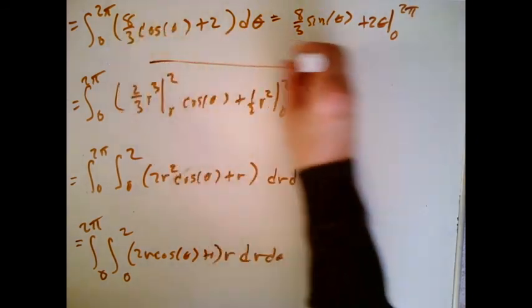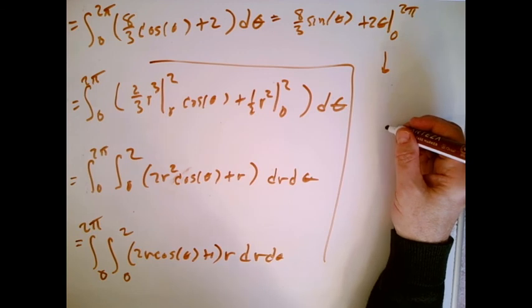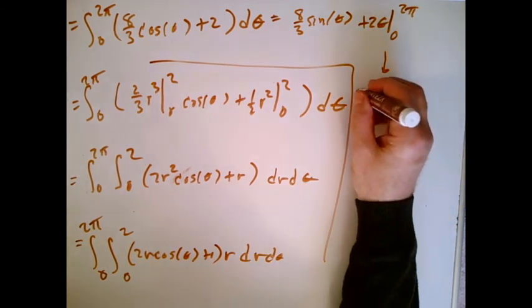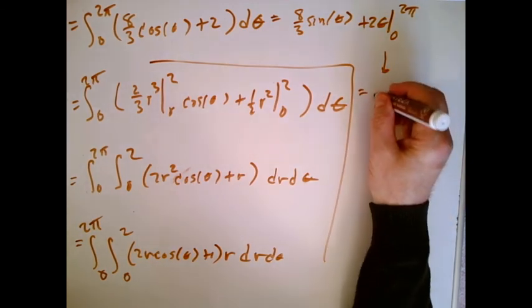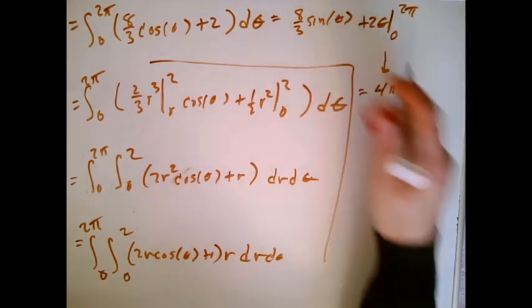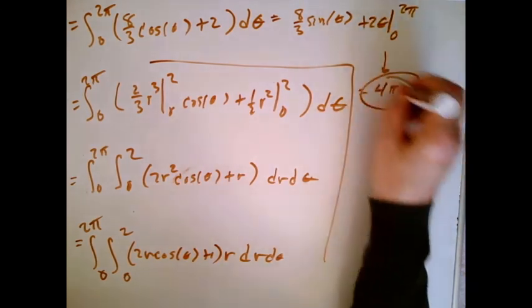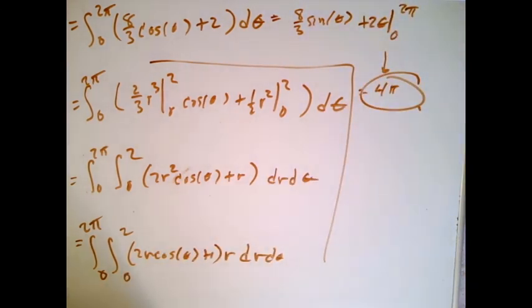Let's try to leave as much as we can here. Now when I plug 2 pi into sine theta, I get 0. When I plug 2 pi into 2 theta, I should get 4 pi. When I plug 0 into sine theta, I get 0. When I plug 0 into 2 theta, I get 0. So we're getting a final answer of 4 pi. Seems a very popular answer for these kinds of problems.